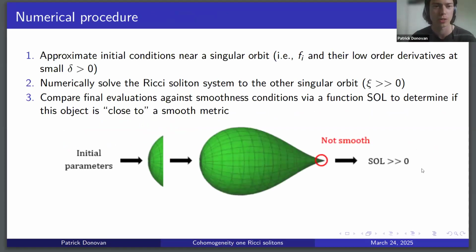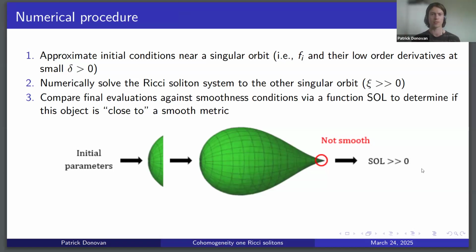So let's do a numerical procedure. Looking at one singular orbit, I can approximate initial conditions near there using the smoothness conditions. So I approximate f, these functions and their low derivatives at some small value. Okay, now I just have an ODE, great.